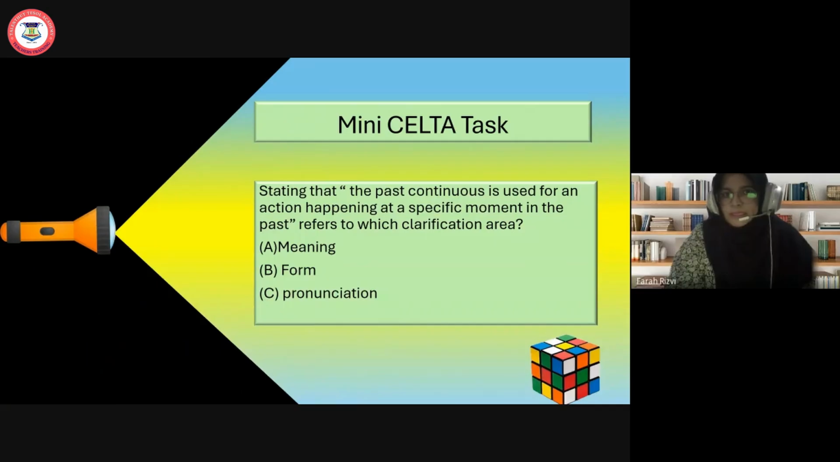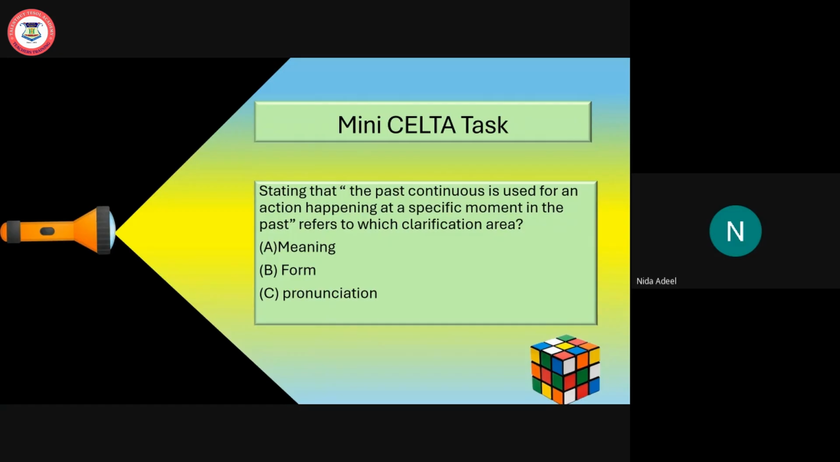One more mini CELTA task: past continuous is used for an action happening at a specific moment in the past. Refer to which clarification area: meaning, form, or pronunciation? In this statement, are you going to clear meaning or form, or talk about pronunciation? Yes, B. Ma'am, I think the answer is A, meaning, because explaining when or why we use a tense is a clarification of meaning.